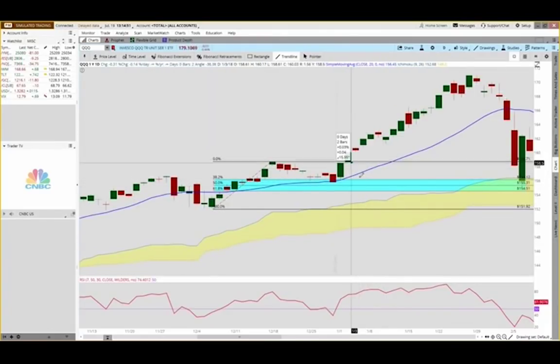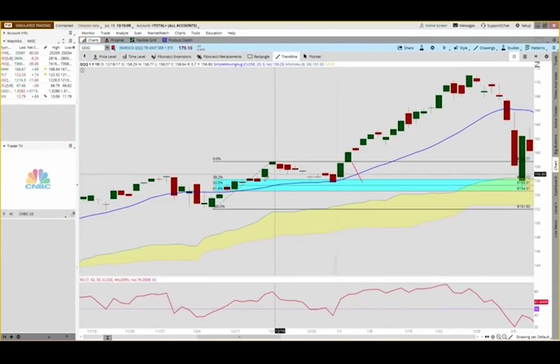Because there's support there, it'll stall, giving us time to get out of that trade at break even or maybe a small loss, right? So it really improves your odds of success in the long run if you use it that way. So that's the retracement tool.